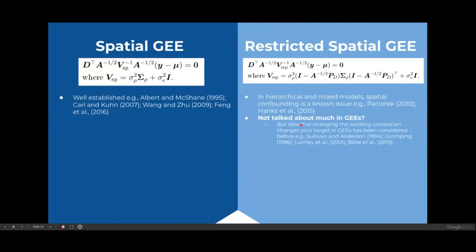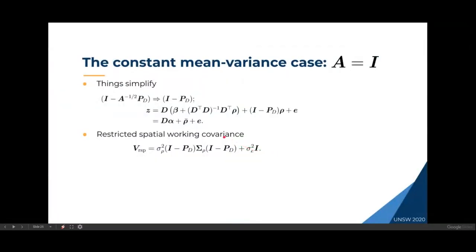Okay, so at this point I'm going to take a slight tangent. This is where we're at so far, and I'm going to take a very short tangent to talk about the special case of a constant mean variance. So I'm going to look at restricted spatial GEEs and think about the case where I assume the variance is constant as a function of the mean. Mathematically, that means I set A to be a scalar times the identity matrix, but effectively an identity matrix, because I'm assuming the variance doesn't change with respect to the mean.